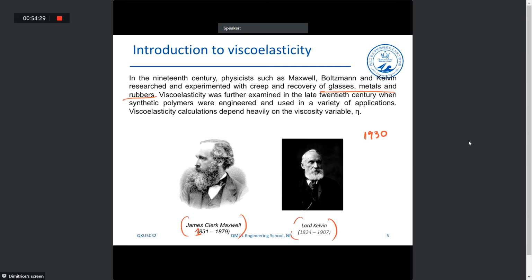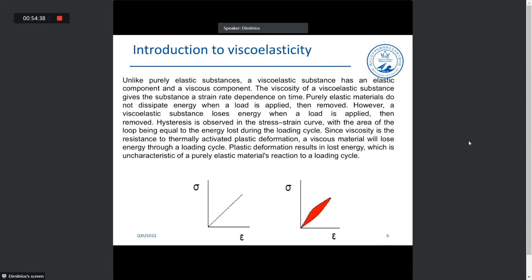So let's continue with viscoelasticity, and let's have a look at the response of an elastic material versus the response of a viscoelastic material in a loading or unloading cycle. So for elastic materials, when we have a loading and unloading cycle, essentially what we do is we apply strain, okay, and we remove the strain. We apply strain and we remove the strain.